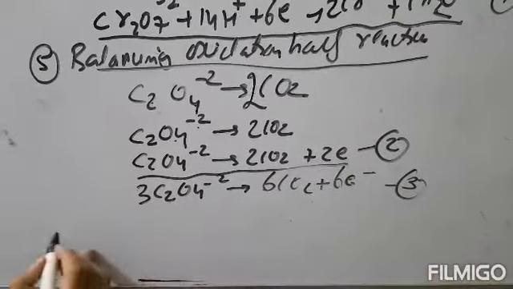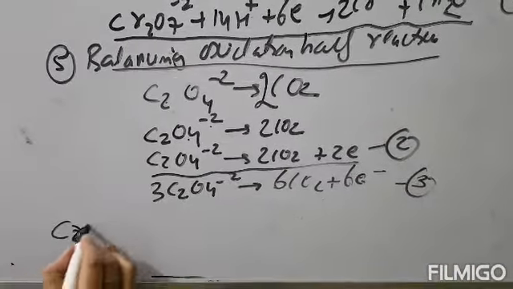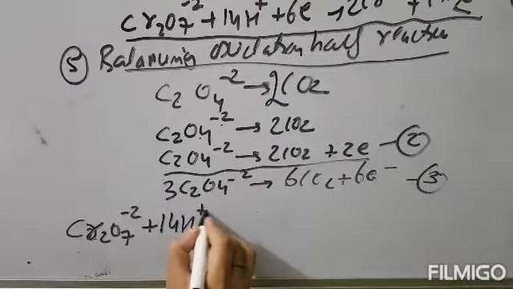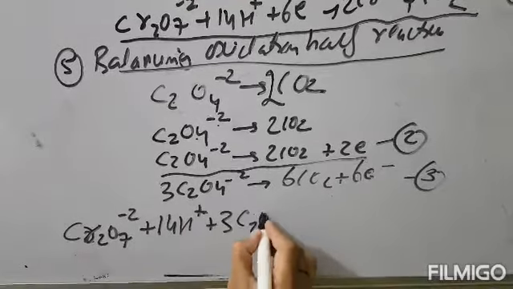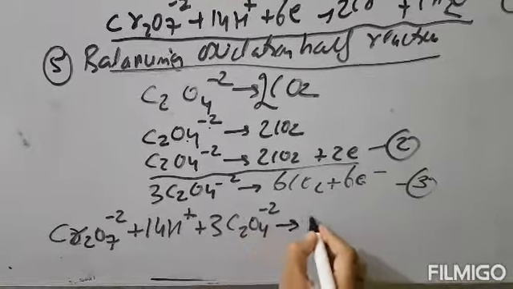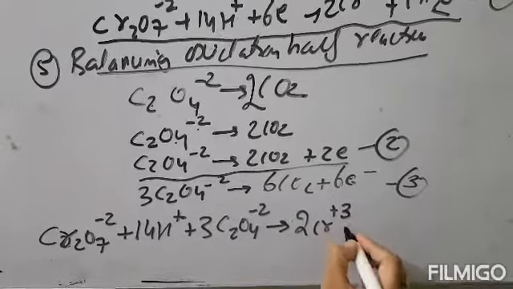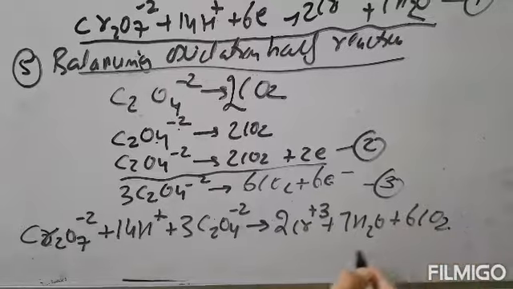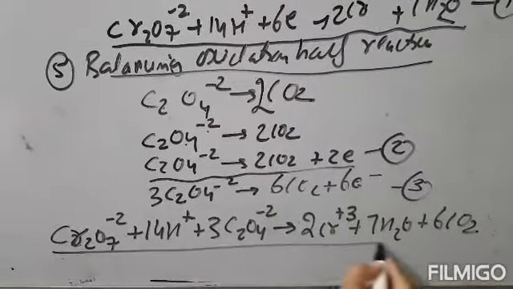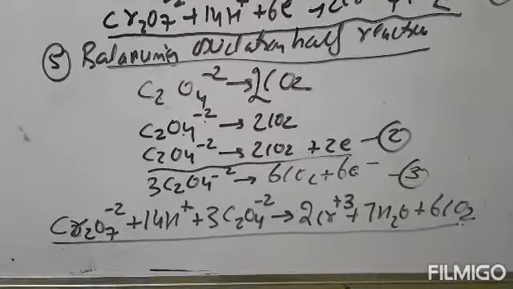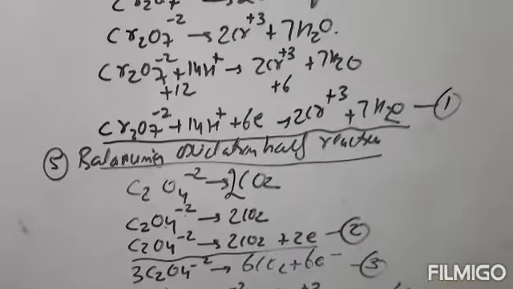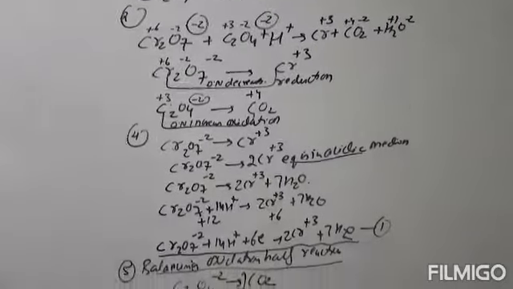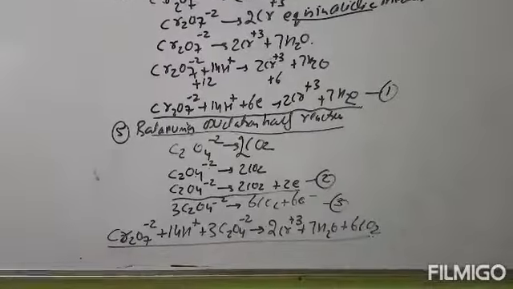So we will get Cr2O7 2- plus 14H+ plus 3C2O4 2- will give you 2Cr 3+ plus 7H2O plus 6CO2. So this is our balanced redox equation. So this is the second method, how we balance the redox reaction by the ion electron method.